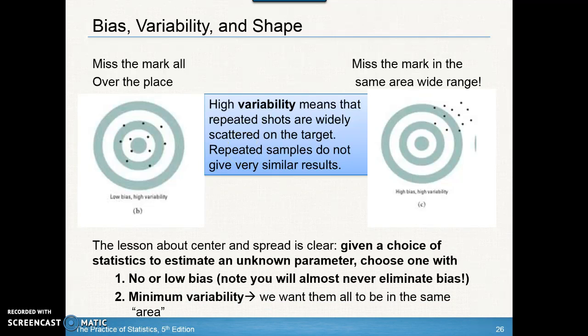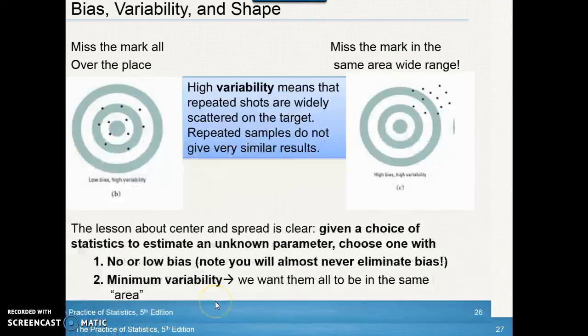So the lesson about center and spread is clear. Given a choice of statistics to estimate an unknown parameter, your goal is to get one with no or low bias. You'll never be able to completely eliminate bias just from random sampling. And you want minimum variability. What does that mean? We want all of our sample means and sample proportions to be in the same area.